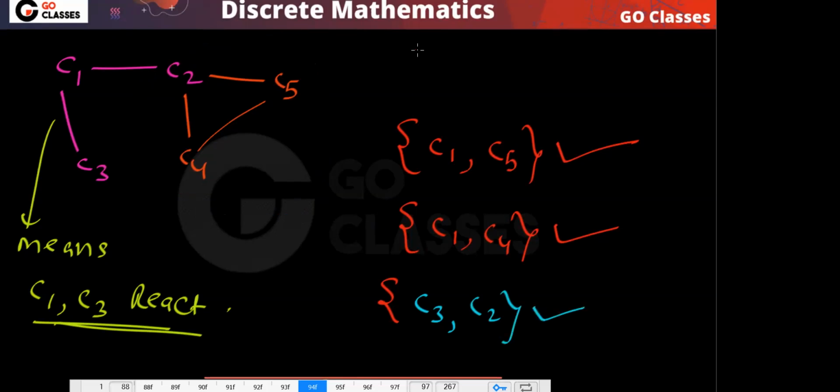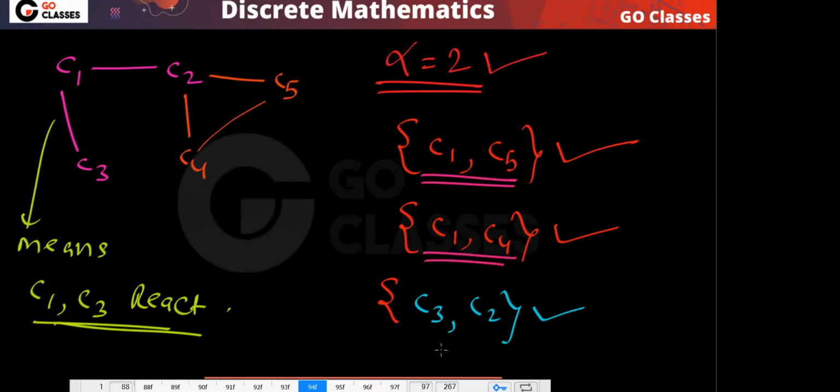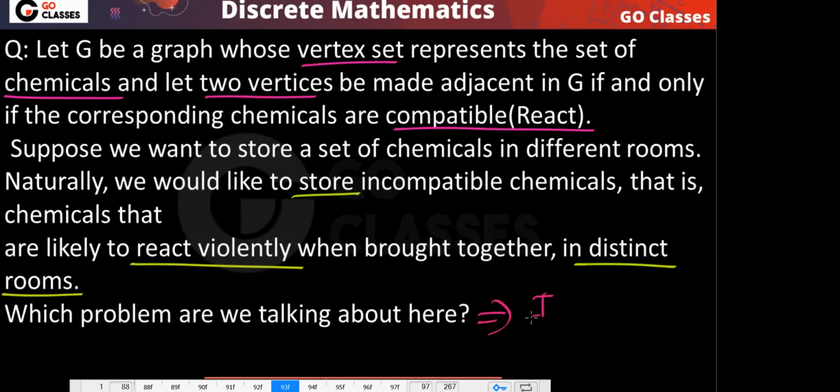So actually the independence number, what will that be? The independence number will be 2. So 2 is the largest number of chemicals you can put together. These two you can put together, these two you can put together, these two you can put together. So here, which problem are we talking about? We are talking about the independent set problem.